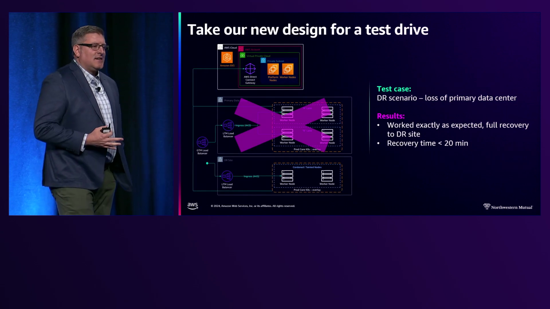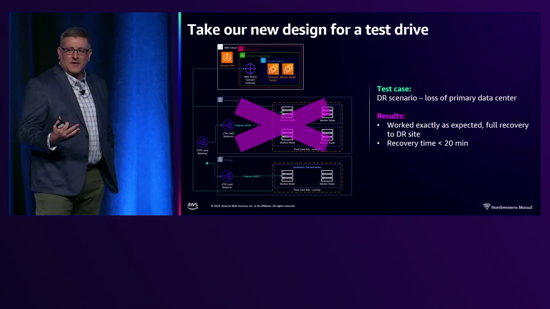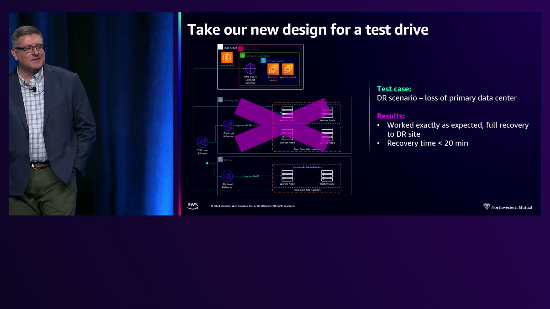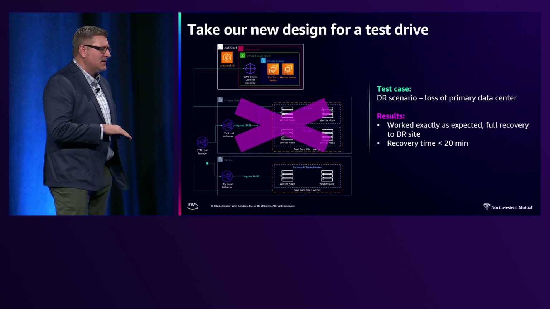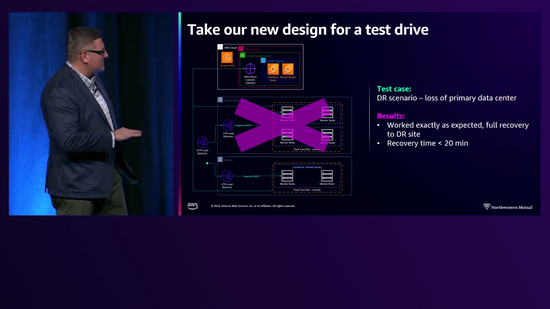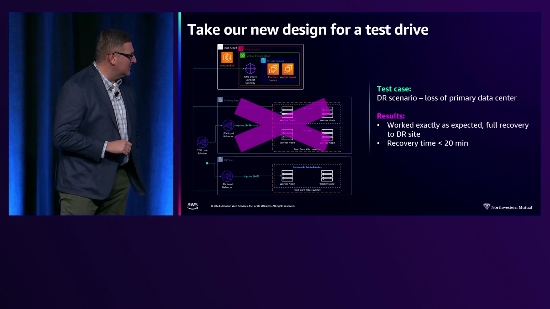So let's take our new design for a test. The primary reason, one of the biggest problems we had, is we couldn't lose a data center. We wanted to make sure our RTOs were going to be good. So let's block network, shut down nodes. Let's pretend that primary data center disappeared.